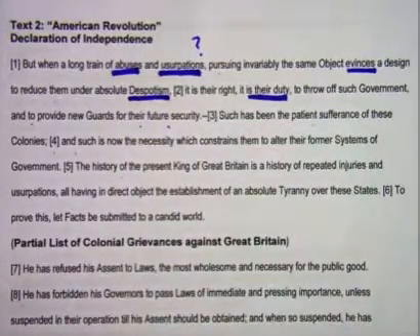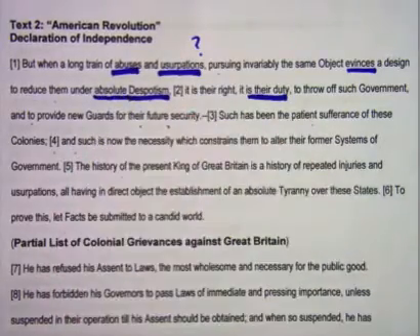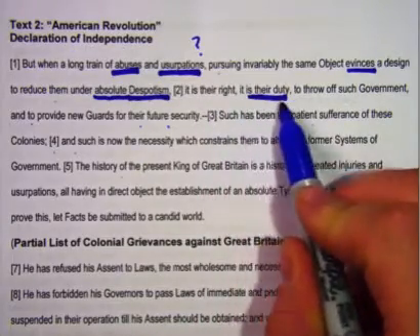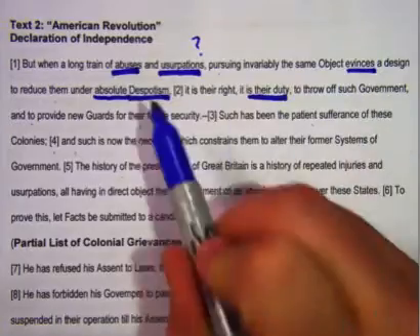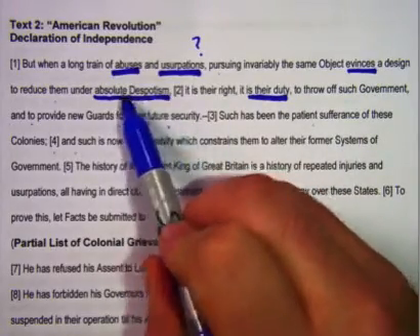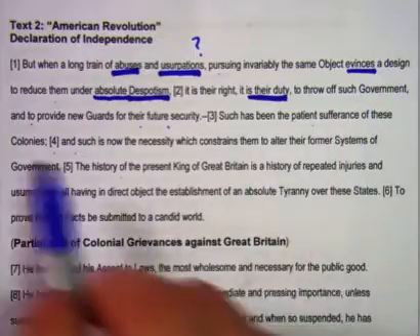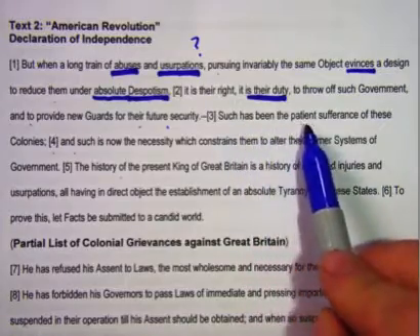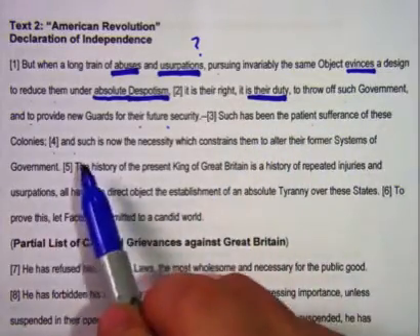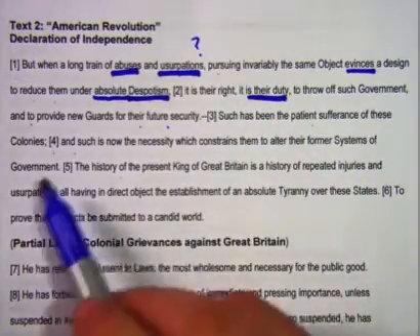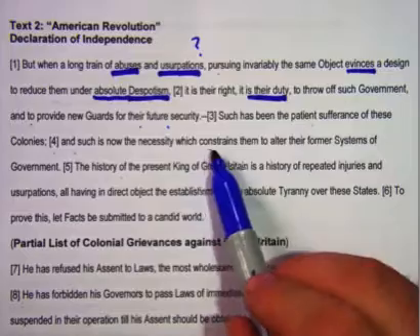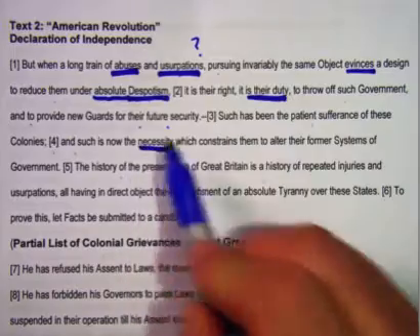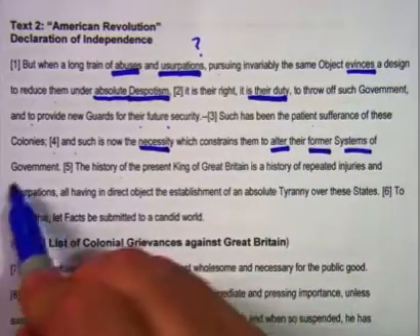I think that was covered in government. Absolute despotism. That might be a type of despotism, whatever that is. We need to figure it out. It is their right, their duty to throw off such a government, which is a context clue for despotism. So maybe absolute despotism is a type of government. And to provide new guards for their future security, such has been the patient sufferance of these colonies, and such is now the necessity which constrains them to alter their former systems of government.